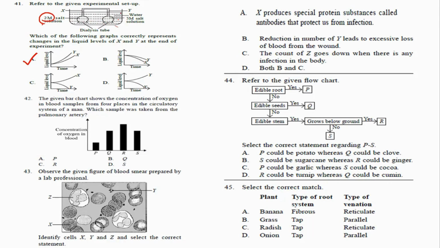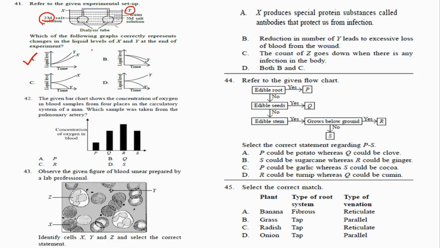So definitely outside concentration is more. Definitely in both the cases the dialysis rate will be more, the osmosis rate will be more, and it will be more in Y compared to X. So A is the correct answer, right?